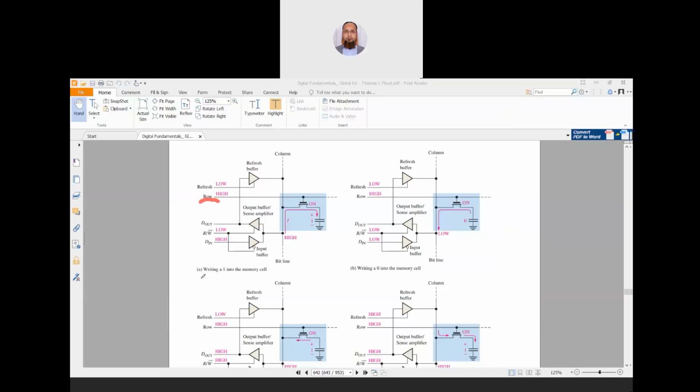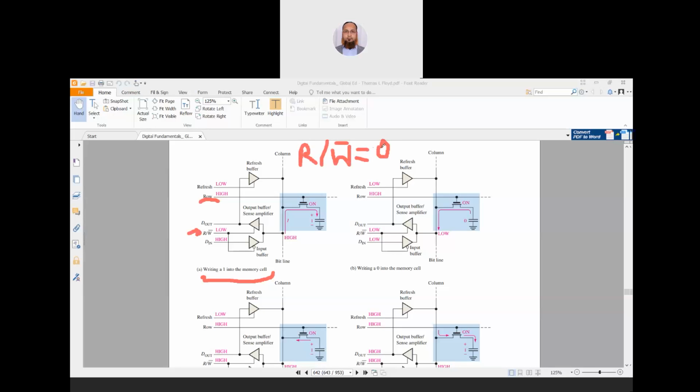Okay, so the first thing that we are going to do is writing 1 into the memory. You can see we want to write 1, meaning we want to store a charge on the capacitor. Okay, so the charged capacitor is a 1 and the discharged capacitor is a 0. Okay, so what we have is a signal here, and this is the read/write signal, read/write bar equals 0.